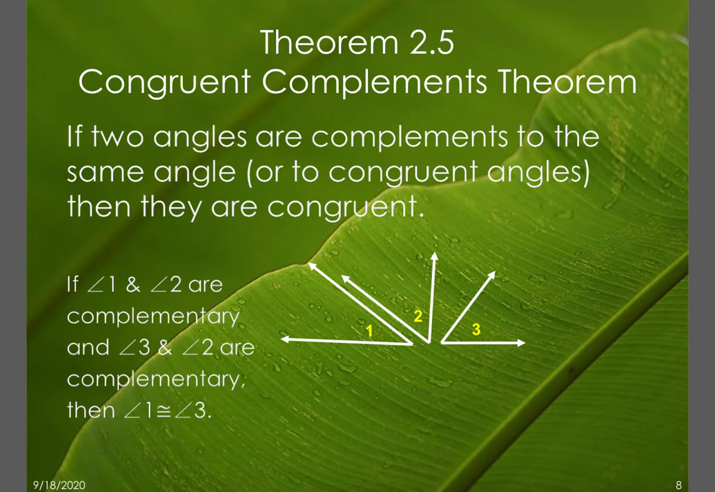All right, congruent complements theorem is pretty much the same thing as the congruent supplements, except instead of 180, it's 90 degrees. If two angles are complements to the same angle or to congruent angles, then they are congruent. So if the measure of angle 1 and 2 are complementary and 3 and 2 are complementary, then 1 and 3 are complementary because of this theorem, congruent complements theorem. So it's just telling us that.